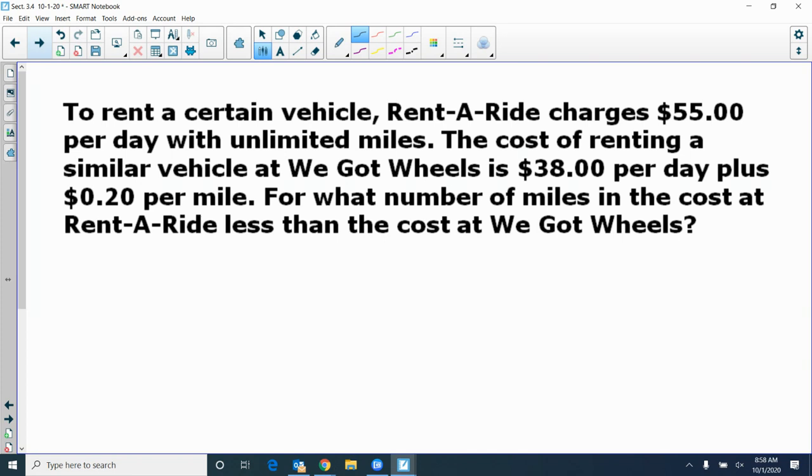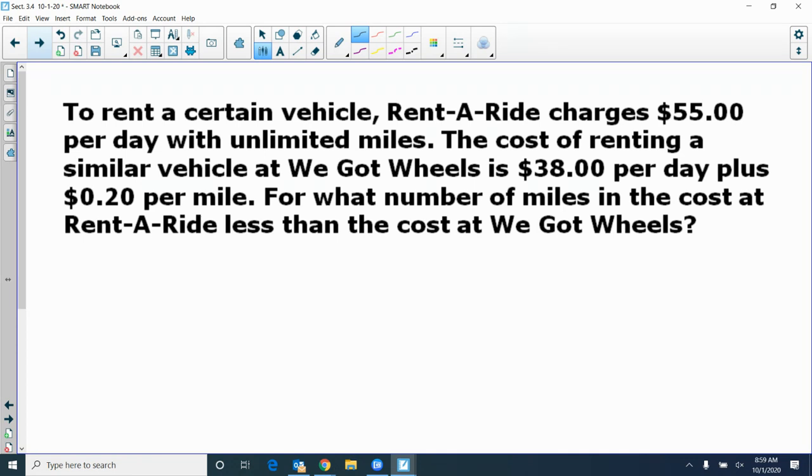You have Hertz, you have Enterprise, you have all kinds of rental companies. They all have a slightly different policy on what they charge. So you can save money if you take a little bit of time and compare. So this is an example to model that. To rent a certain vehicle, Rent-A-Ride charges $55 per day with unlimited miles. The cost of renting a similar vehicle at We Got Wheels is $38 per day plus 20 cents per mile. So they're not going to cost the same. For what number of miles is the cost at Rent-A-Ride less than the cost at We Got Wheels? And let's just do it for one day.